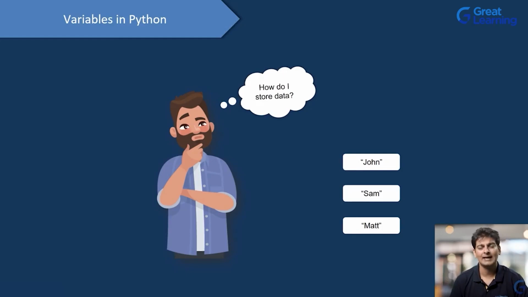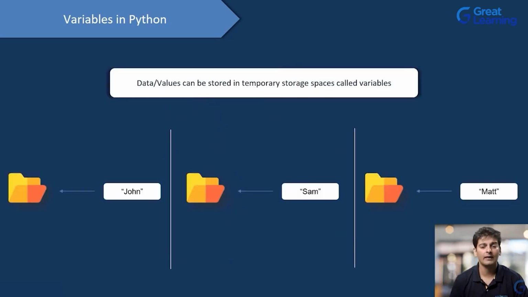Now, you must be thinking, what exactly is a variable? So let's understand that with this example. Simply put, variables are basically temporary storage spaces where you can store data or values. Now, let's take this example over here. Consider this folder to be a variable. What you do is you store this value temporarily inside this folder. This value is John, which is the name of the student. So you take this value and place it inside this variable for a certain amount of time.